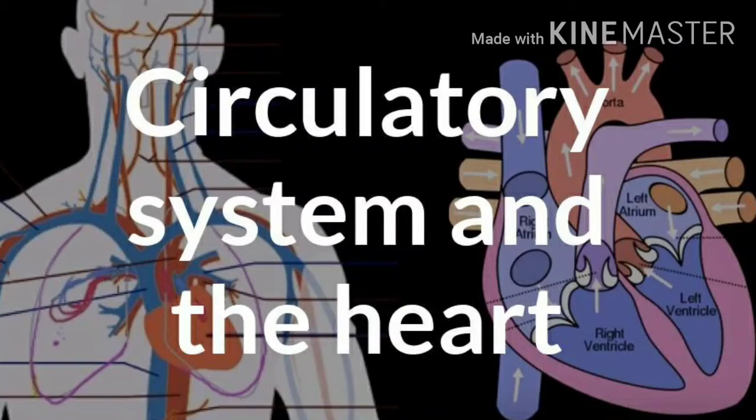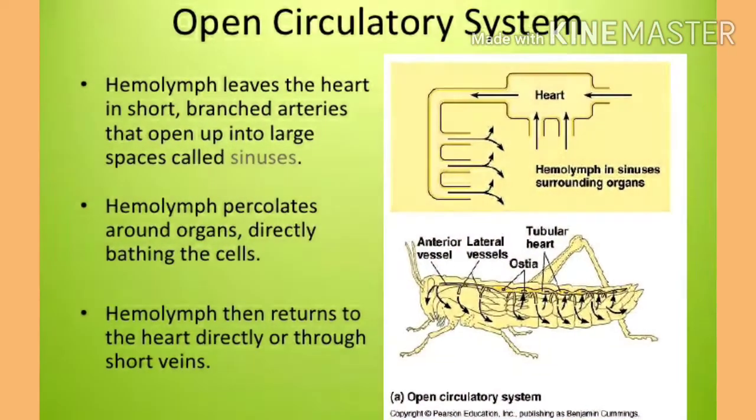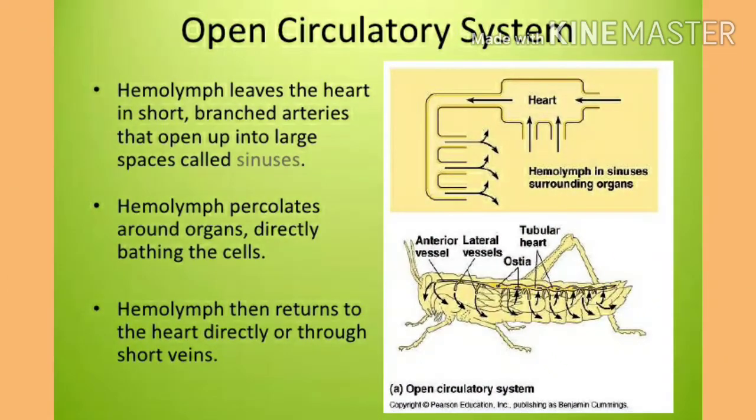In open circulatory system, blood pumped by the heart passes through large vessels into open spaces or body cavities. These open spaces and body cavities are called sinuses. This type of system is present in arthropods and mollusks.